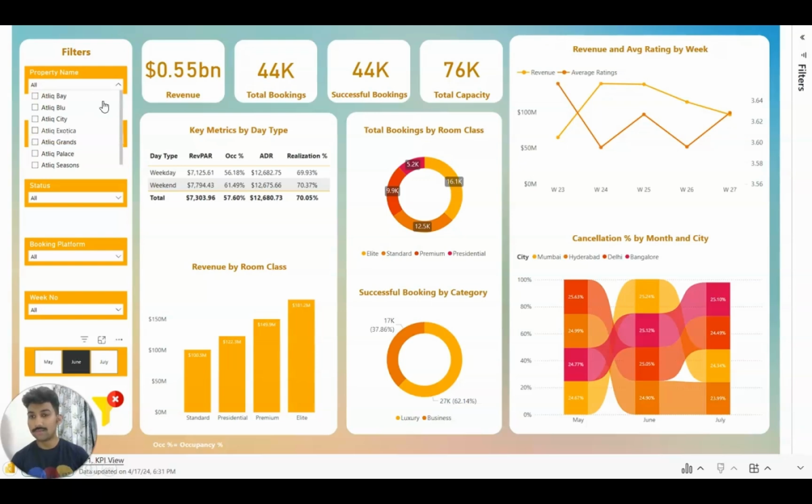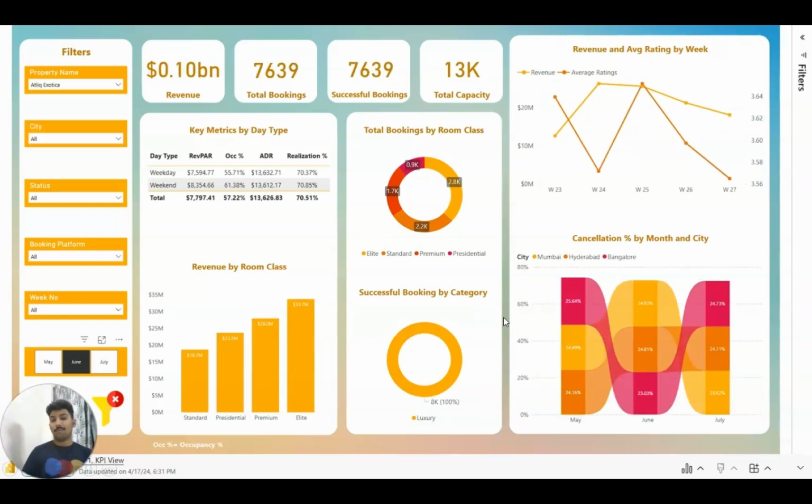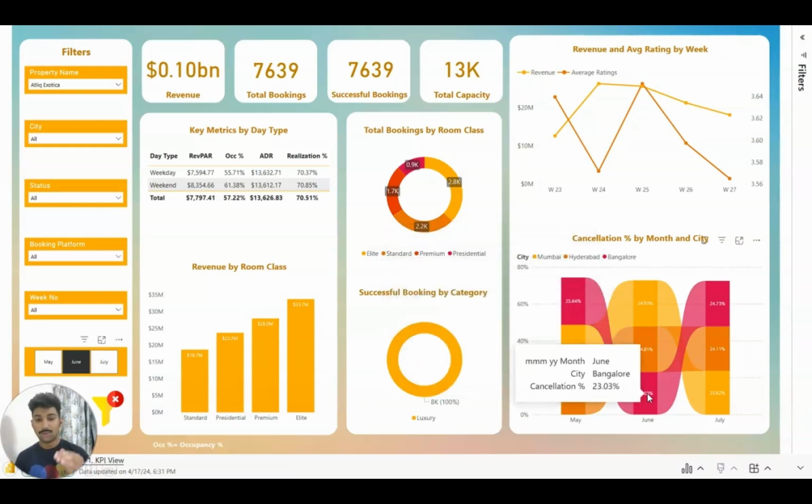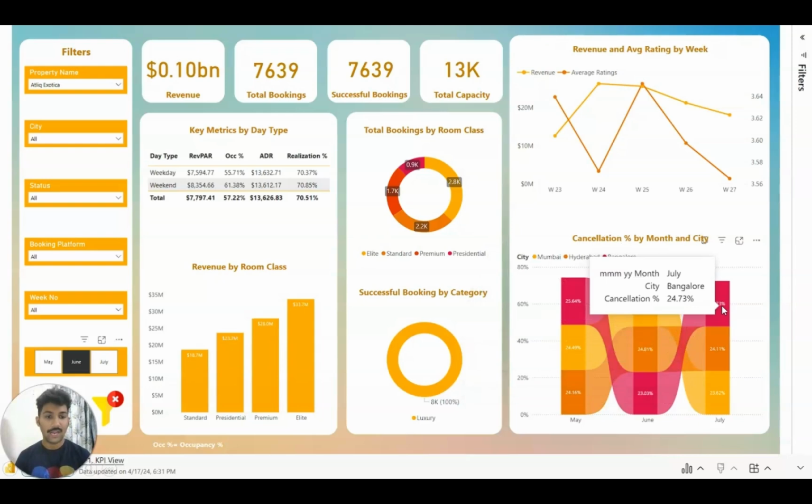Let's go for Adelaide Exotica again. Now, from other earlier visuals we know that Adelaide Exotica is only in 3 cities, which are Mumbai, Hyderabad, and Bangalore. So let's get information about Adelaide Exotica's cancellation percentage in the city Bangalore. For the month of May it was 25.64. Then for the same city, it went to 23.03 in the month of June. Then for the same city, it went to 24.73 in the month of July.